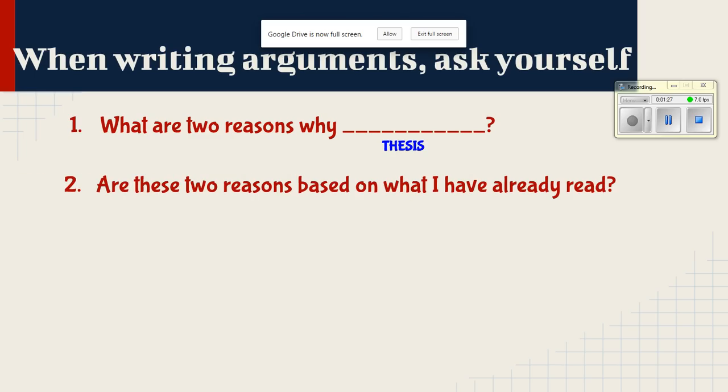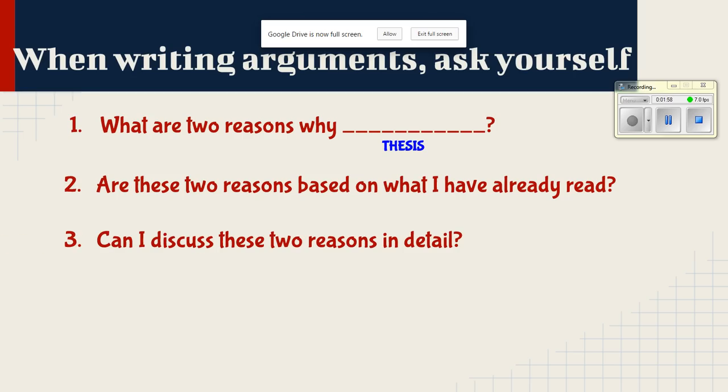After you've developed these two reasons, you might want to ask yourself this question: are these two reasons based on what I have already read? Really, you should be thinking about what are those common ideas that came up in the articles that I read, or came up in the conversation I was having with other people that had my topic. Those common ideas are probably going to be an argument that you will use to support your thesis.